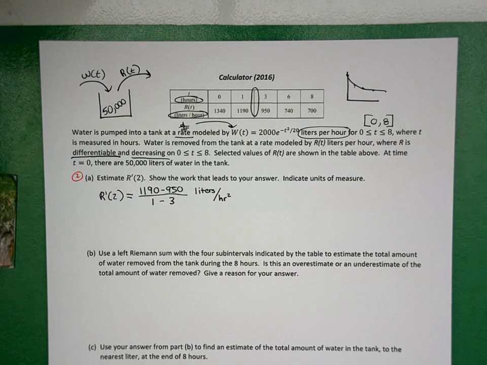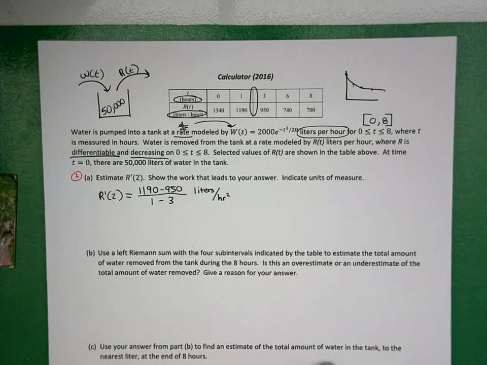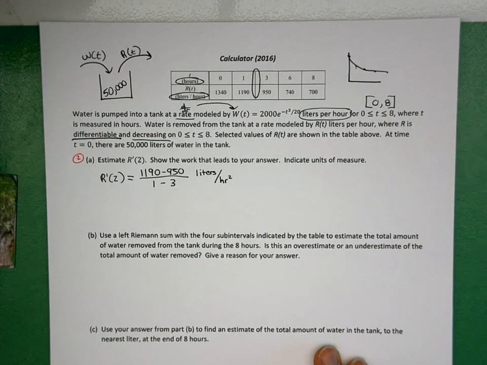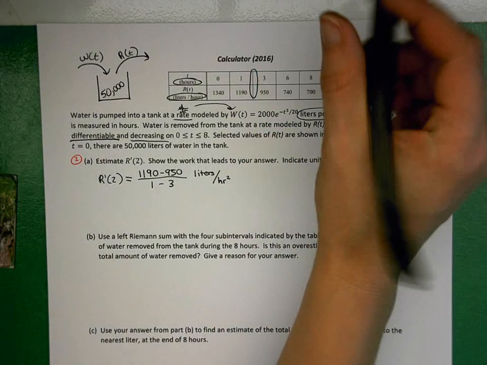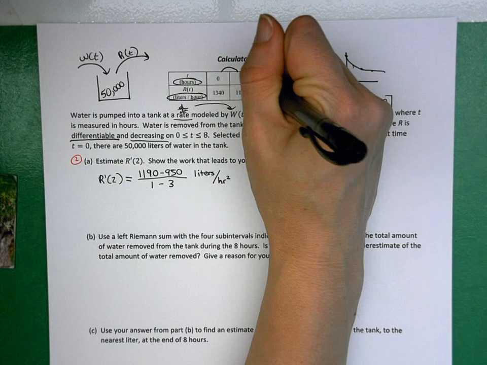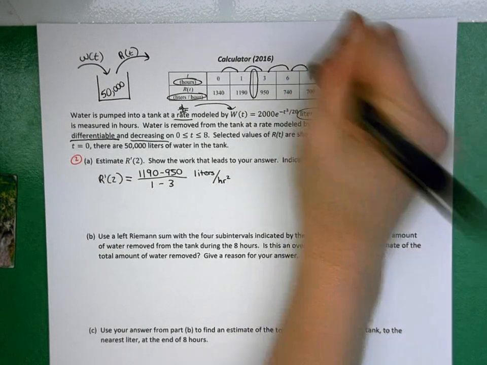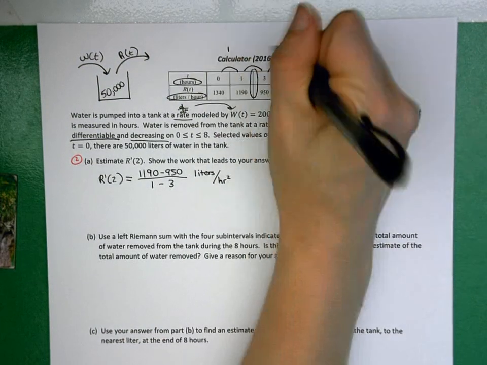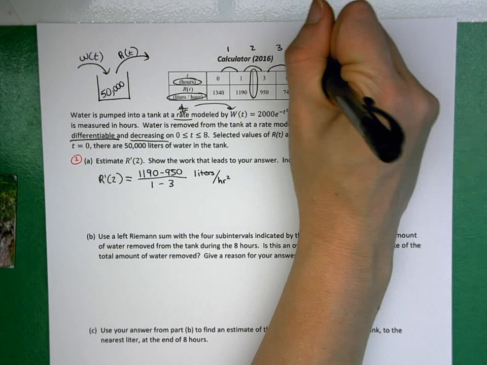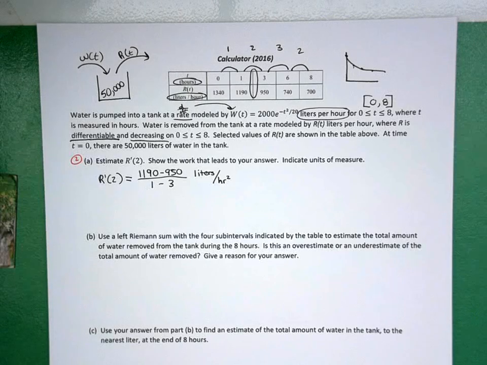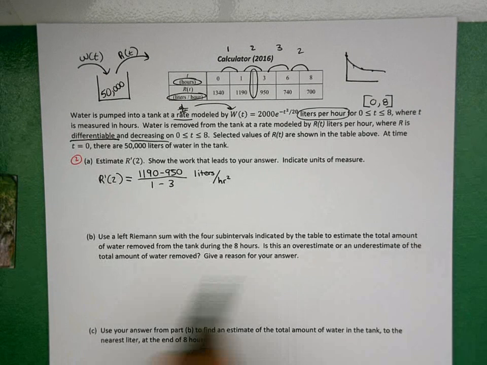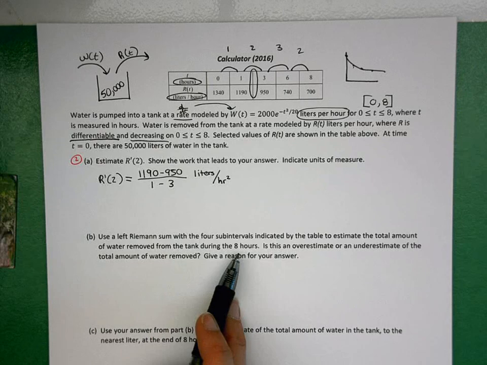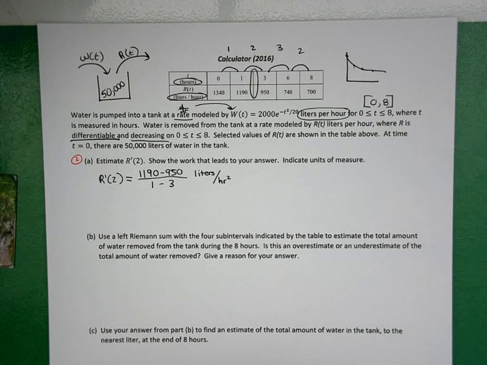Okay, 2, use a left Riemann sum with 4 subintervals indicated by the table. Okay, so I'm going to go ahead and pause. 4 subintervals, 1, 2, 3, 4. Distance of 1, distance of 2, distance of 3, distance of 2 across my subintervals there, to estimate the total amount of water removed from the tank during the 8 hours. And then, is this an over or an under approximation of the total amount of water removed? Give a reason for your answer.